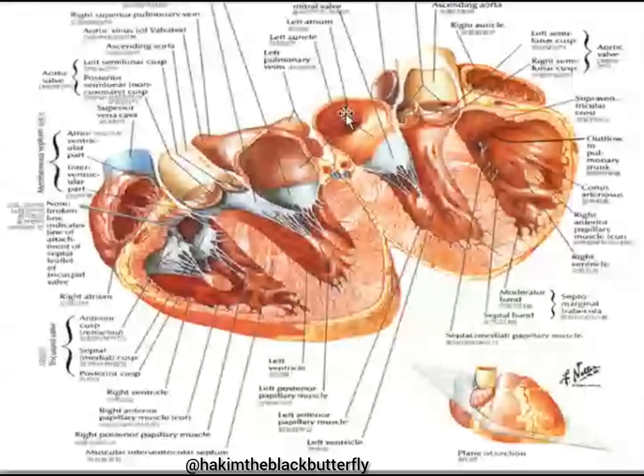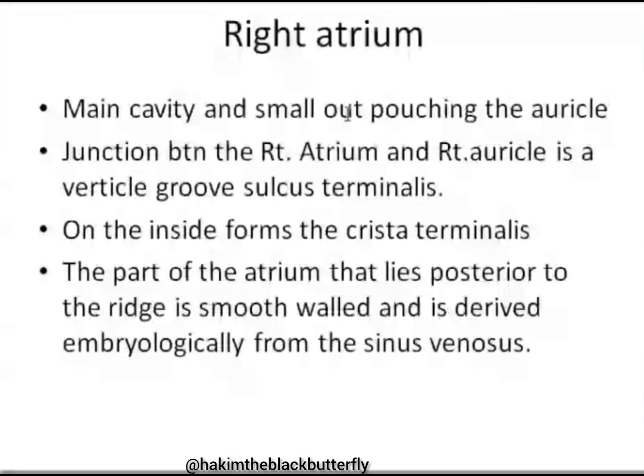And all of them are communicating with each other. The auricle is non-functional in adult life, but it exists and communicates with the atrium because it was part of the atrium in fetal life.